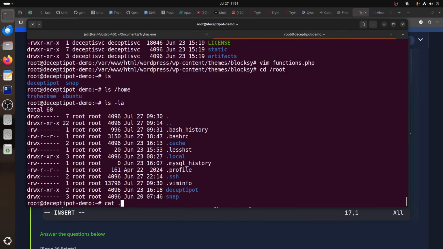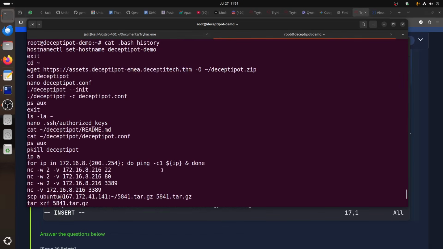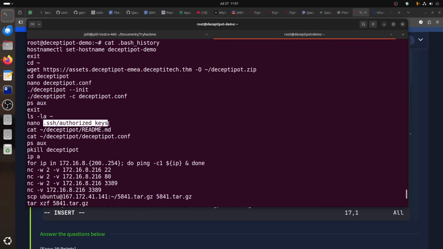If we cat bash history, now this is ours. If you look, for example, we have hostname, set hostname, exit, downloading this asset, deceptive, nano, web. We have authorized keys. We have the path for the deceptive configuration file, kill deceptive, so it's stopping the process.